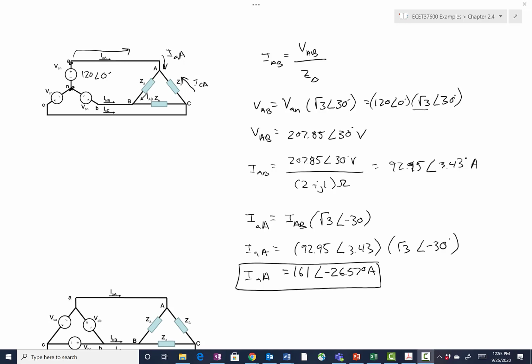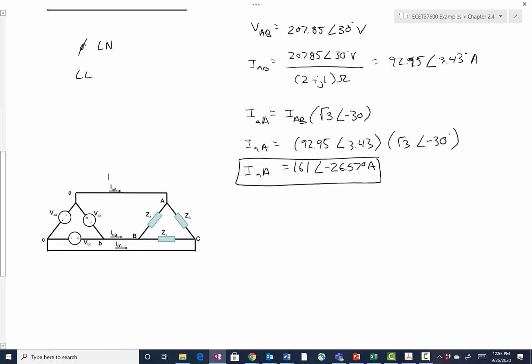We'll see in later classes that the method that I used there is not the one that's typical. We have a little simpler analysis technique, but I did it this way because we really do need to understand what the difference between phase, a lot of times we call them phase quantities, also line to neutral quantities, or we call them line to line quantities. So we need to understand those terms, and so doing this math this way helps develop that.